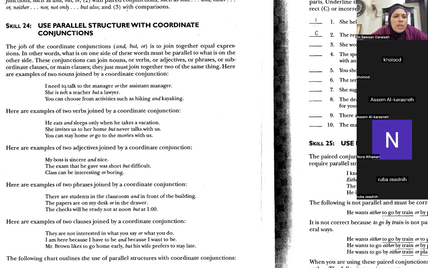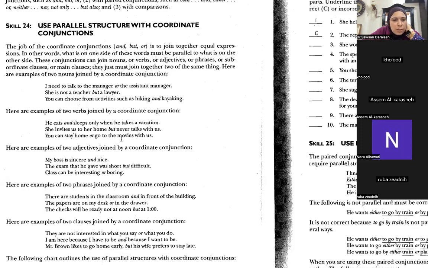Yeah. So she invites us to her home, يعني بتعزمنا على بيتها, but never talks with us, بالمرة بتحكيش معانا, whenever she invites us but doesn't talk to us. Never means does not. Okay, look at the next sentence. Doctor, can we say but doesn't talk with us?